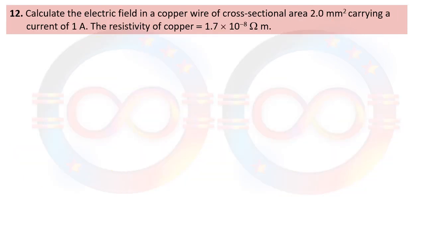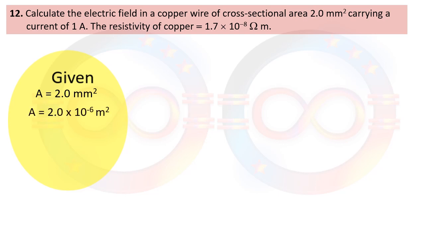Question number 12 is calculate the electric field in a copper wire of cross section area 2 millimeter square. So what things are given here in the question is area is given 2 millimeter square, that is 2 into 10 raised to minus 6 meter square. Current is given 1 ampere. The resistivity of copper wire is given as 1.7 into 10 raised to minus 8 ohm meter. We have to calculate the electric field in the copper wire.